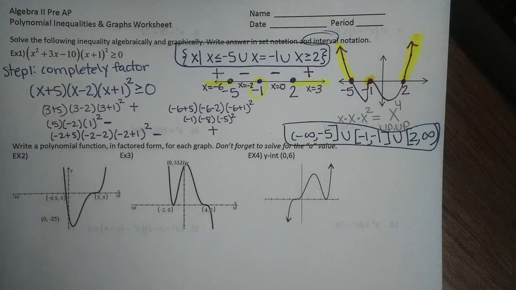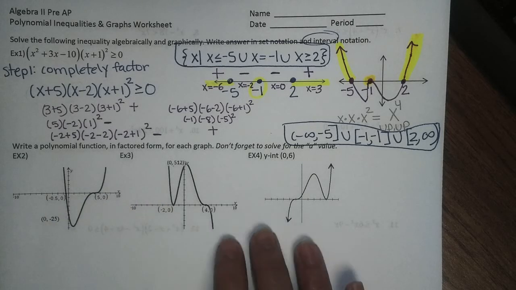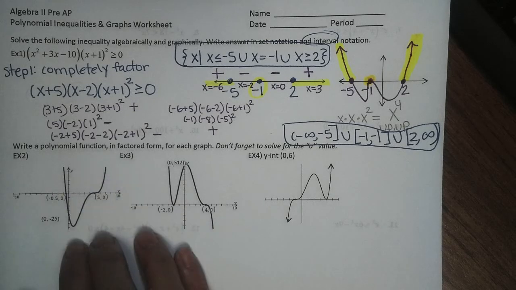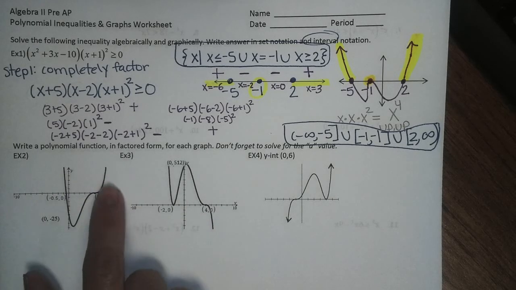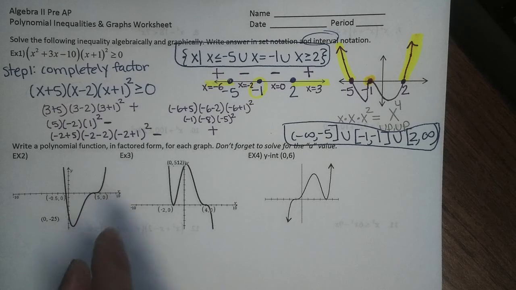Okay, so the second thing that you're learning today, which will also be on your progressive test, and I think it's worth 10 points again, or maybe 5 points because I can't remember, is that I am going to give you a polynomial graph, and then you have to give me the equation. So I guess it's backwards from what we did last lesson.